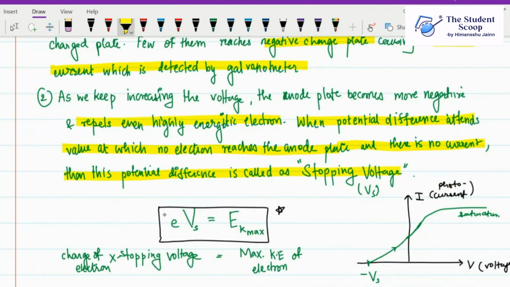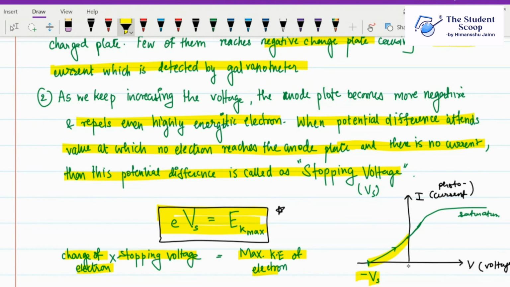So conservation of energy suggests that the energy due to the stopping voltage, that is the potential difference, is equal to the max kinetic energy of the electron. So charge times the stopping voltage is the max kinetic energy of the electron. And the graph of photocurrent, the current caused by the electrons, versus V is equivalent to this. So we will get a graph like this.